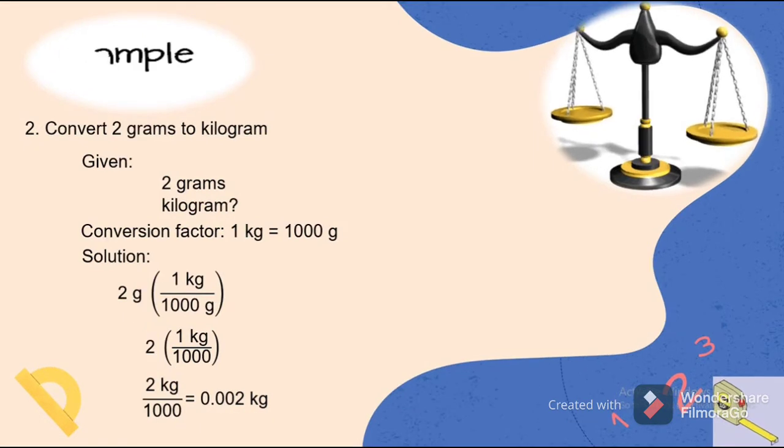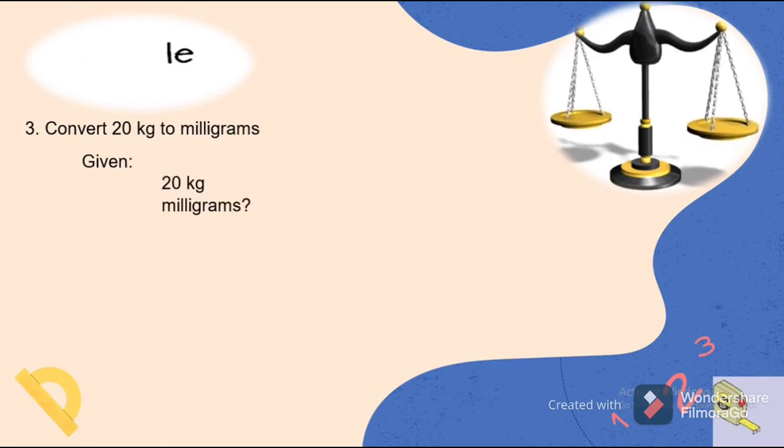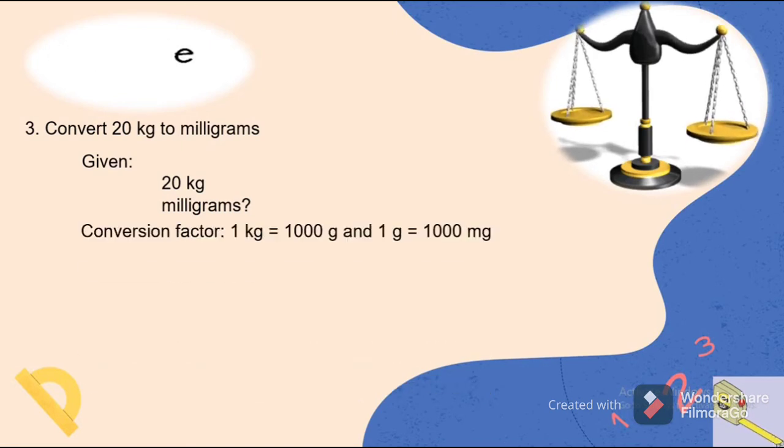So let's have another example. Convert 20 kilograms to milligrams. First, write the given. We have 20 kilograms and we need to find the equivalent of kilograms in milligrams. Next is to identify the conversion factor. This time we will use 2 conversion factors. 1 kilogram is equivalent to 1000 grams and 1 gram is equal to 1000 milligrams.